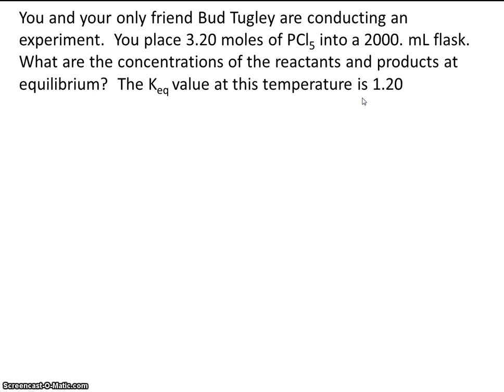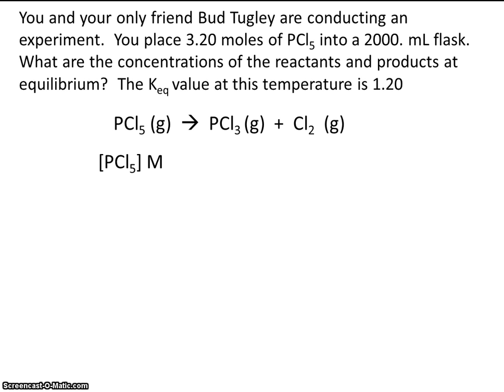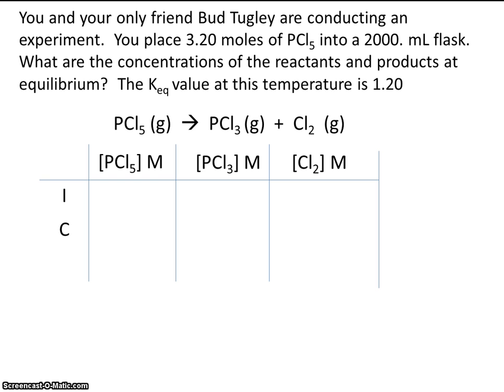So in this problem, we're going to be using an ICE table, we're going to be creating an equilibrium expression, and we'll be using the quadratic formula. So your first step would be to write the reaction, balance the equation, and then construct an ICE table. Now let's plug in what we know.